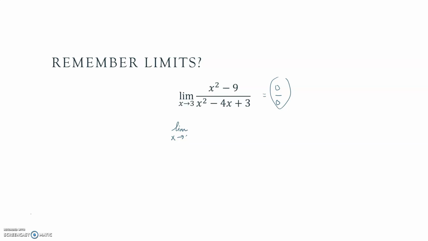And we said, well, x squared minus 9 is a difference of 2 squares. So that would be x plus 3 times x minus 3. And the denominator looks like it's x minus 3 times x minus 1. And then the x minus 3's cancel. And so plugging in 3 now, we get 6 over 2, or a limit of 3. And that was the way we did limits in the very beginning, before we knew how to do derivatives.